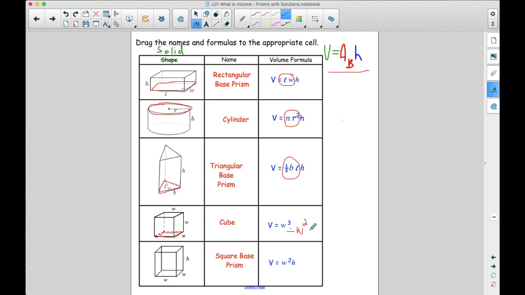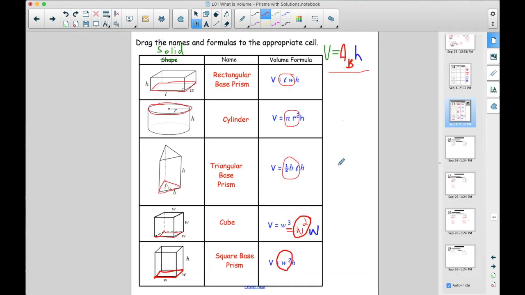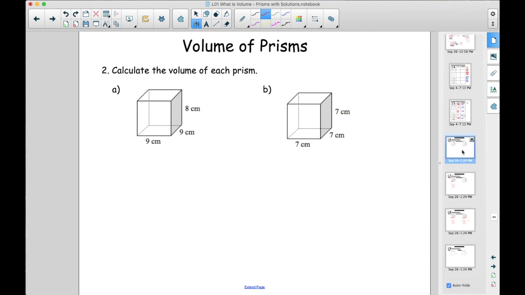Then I'm going to grab the blue pen times W. And then over here, there's the area of the base. In the square base prism, it's easier to see because the area of that square is W squared. So notice how all of these formulas are still using area of the base times the height. All right, moving on to the next slide.